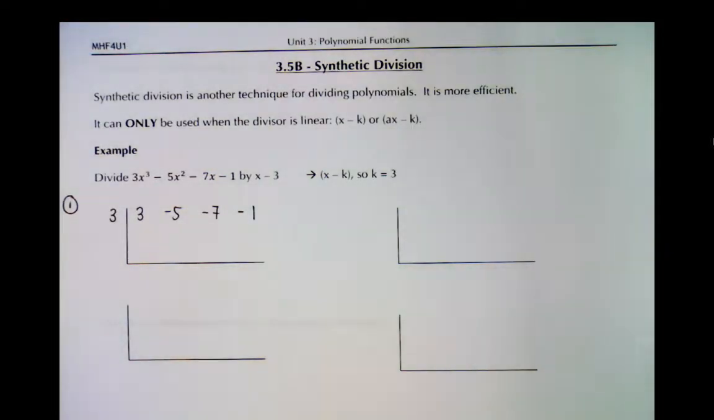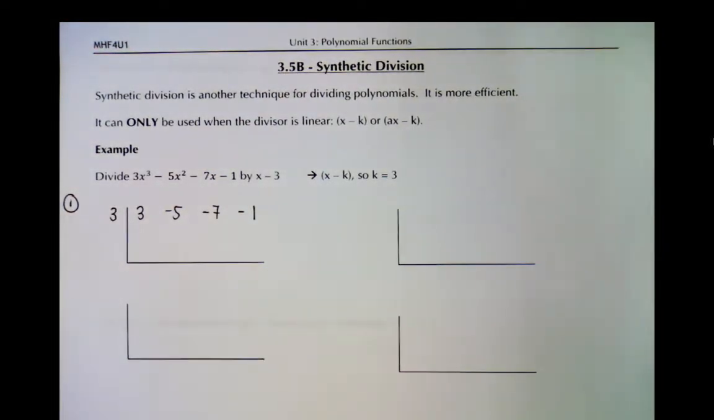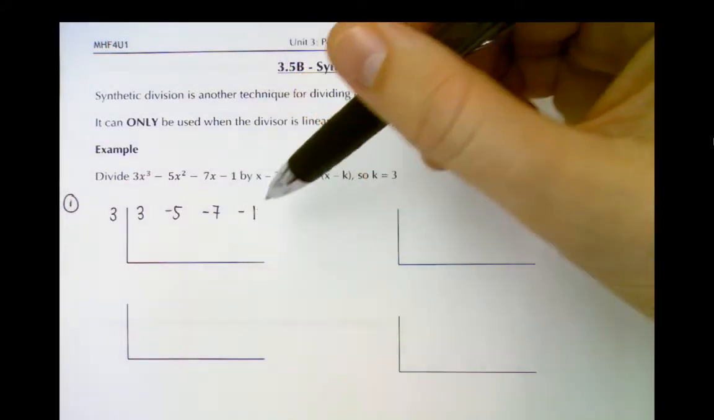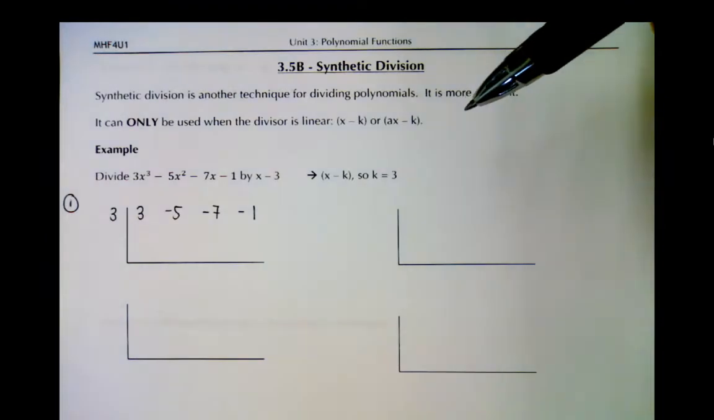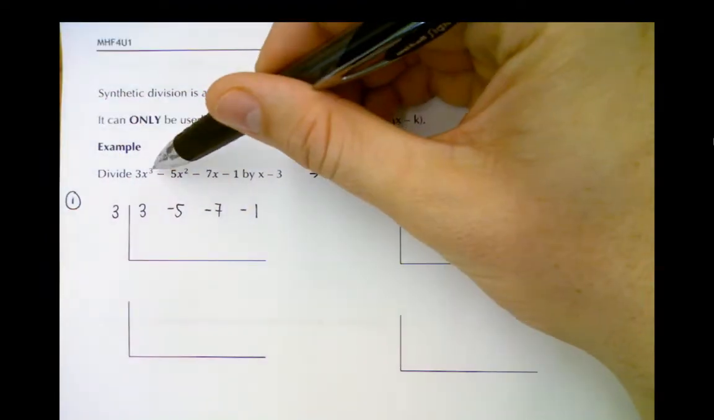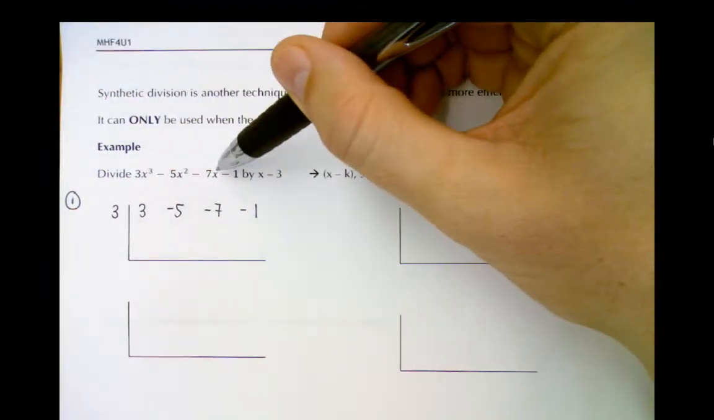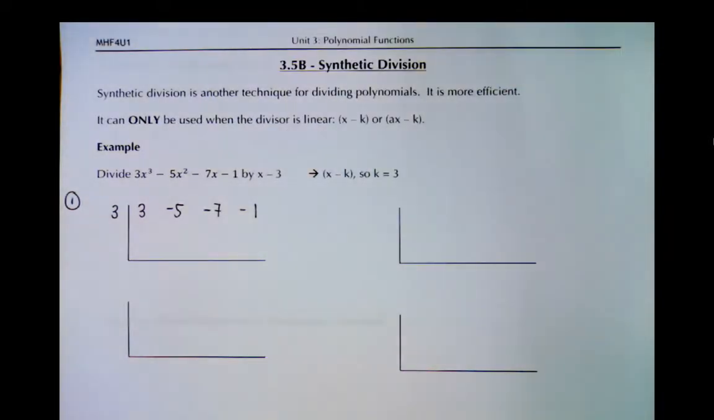Just like in polynomial division, if we were missing one of those terms, we'd have to use a placeholder, and our placeholder would be 0. And also, if it was out of order, we'd have to rewrite it in the proper order of descending power. And in this case, we have our cubed, then our squared, then our x, then our constant. So we are in order.